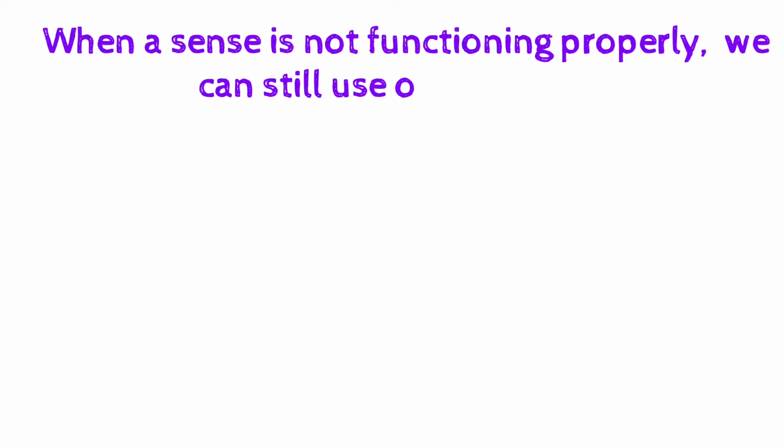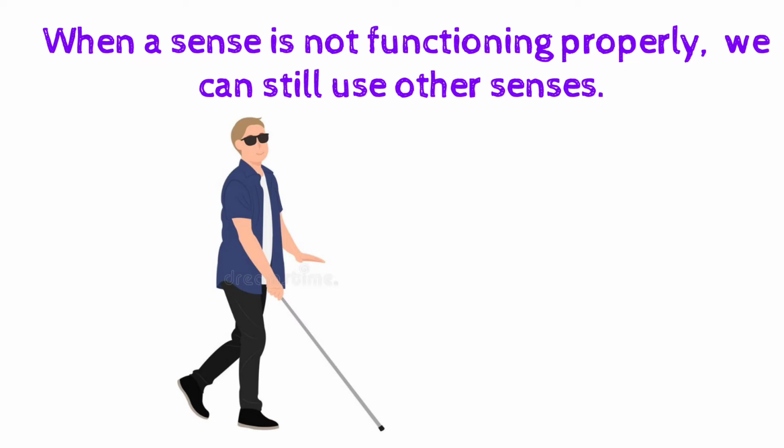Right? Now, as a conclusion, when a sense is not functioning properly, apabila satu deria tak dapat berfungsi dengan betul, we can still use other senses. Kita boleh guna deria yang lain. For example, this blind man. Okay, he can't see, so he cannot use his sense of sight. However, he can use his sense of touch. Okay, he can touch the ground, he can touch the objects. Right?